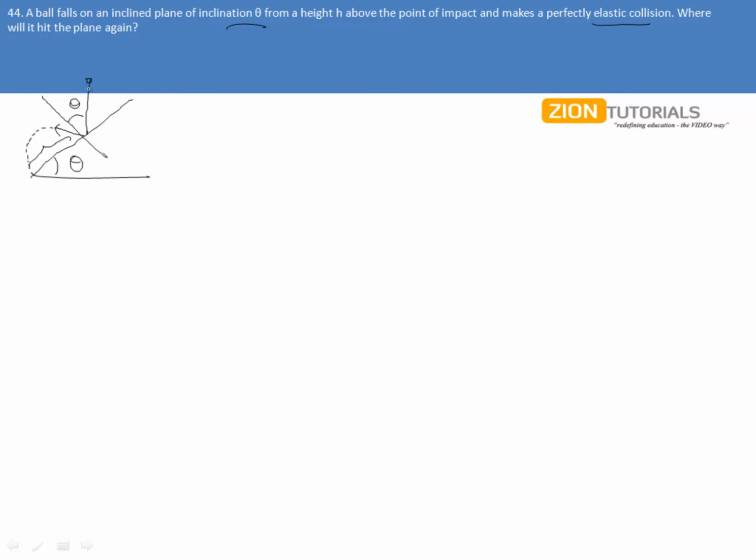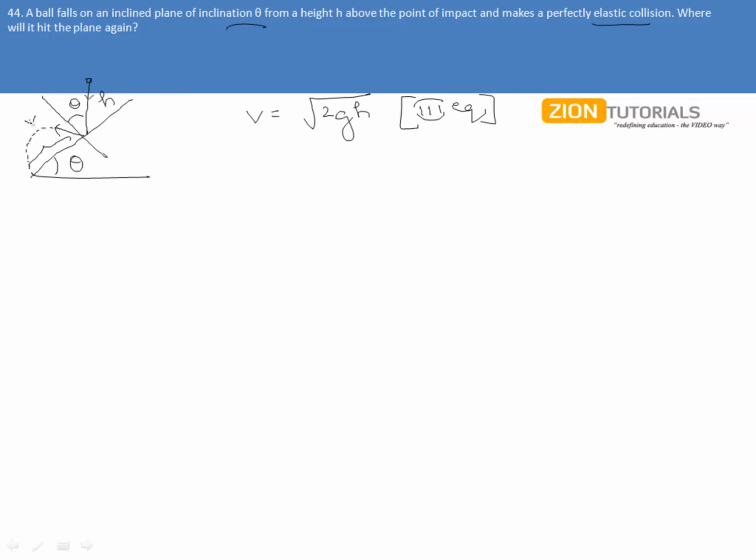So friends, first let us find with what velocity will it fall on this incline. It will be the velocity equals under root 2gh by the third equation of motion, because we are having the initial velocity being 0 and the acceleration being g and the displacement, the height, being h. Okay? Now we know that this velocity comes out to be this, and let us suppose this is v.